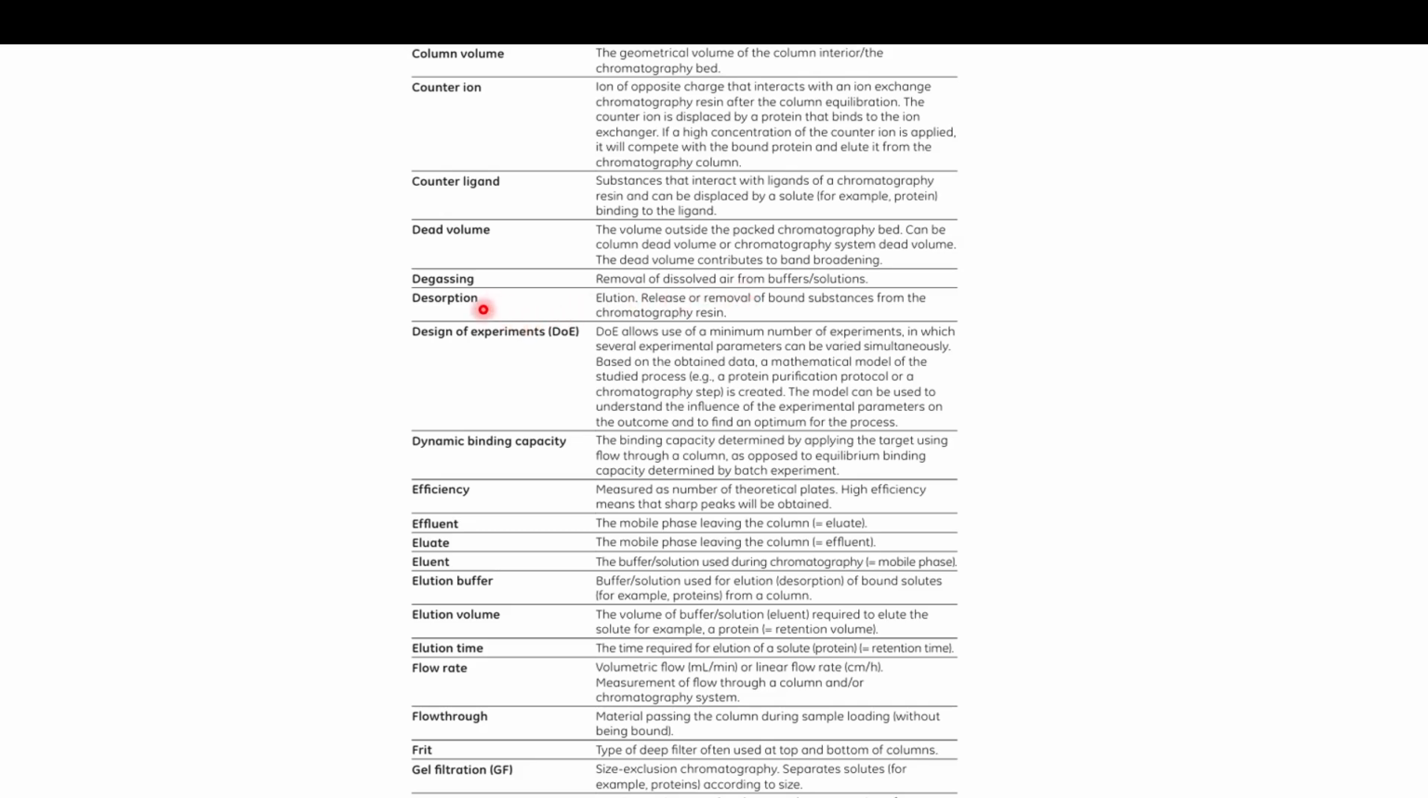Okay. Desorption is basically the opposite of adsorption, where the bound solutes are eventually eluted off. It detaches from the matrix, interactions are weakened, and it elutes out. And then there's effluent, eluent, elution buffer, elution volume, elution time. There's flow rate as well, flow through, which is coming out eventually. Then there's hydrophobic interaction chromatography. These are different kinds of terms you can come across, and each of these we will be taking care of in the later slides.